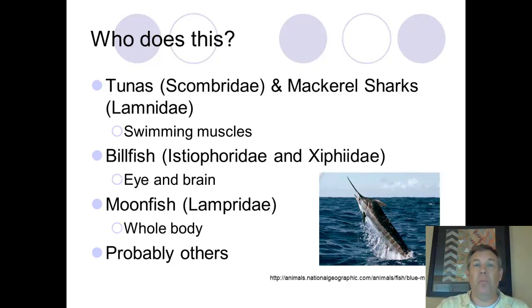Billfish, which are things like the marlin that's shown here, or sailfish, they tend to keep their eyes and their brains warmer. Obviously it's critical that your eyes and your brains function, and so they have strategies for keeping them warmer. Of course, the moonfish, I mentioned, the entire body stays elevated relative to its environment, and there's probably others out there. You know, there's 28,000 to 30-some thousand species of fish.